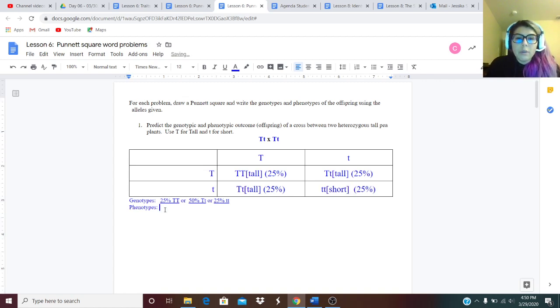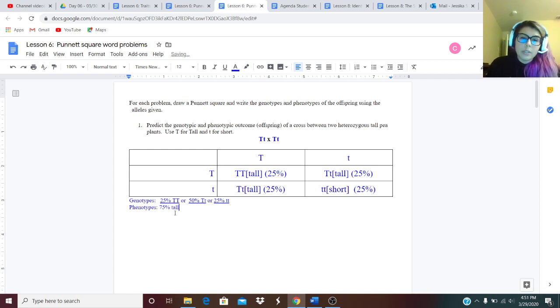Okay. Now we can go ahead and answer this question. So for phenotype, we have this box for tall, this box for tall, and this box for tall. Remember, just because the genotypes are different, the phenotype itself is still the same, regardless if you have homozygous dominant or heterozygous dominant. So I'm going to add all these boxes together. 25 plus 25 plus 25 is going to be 75%.